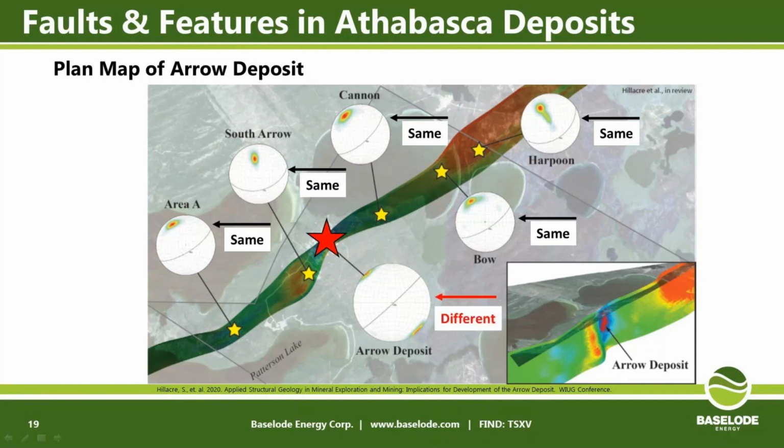The foliations at Arrow are much different than the rest. They're steeper, they're basically vertical, whereas the rest of the corridor are all dipping to the southeast. Remember this tiny little flexure along a corridor. It could be quite meaningful.